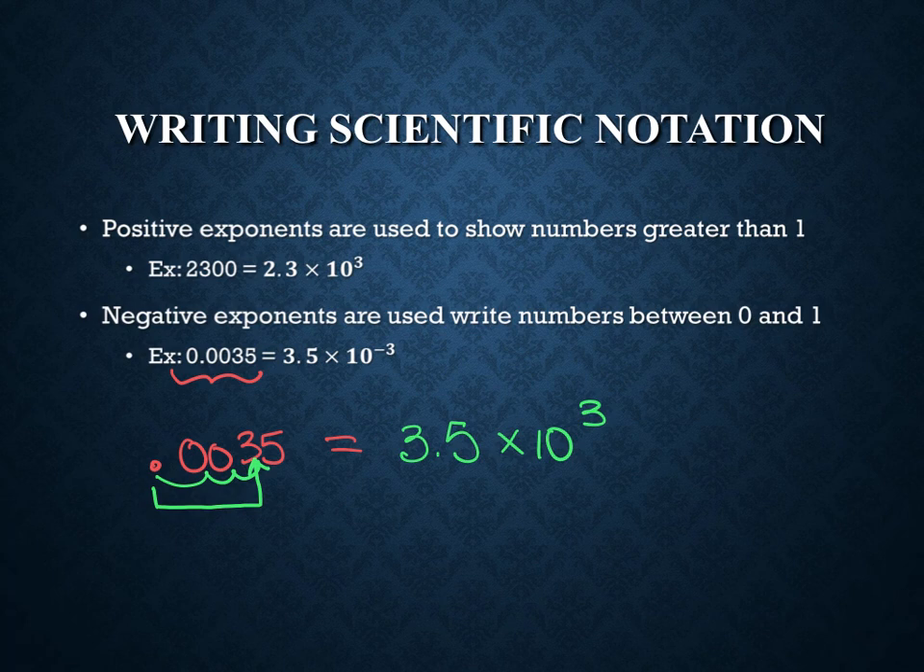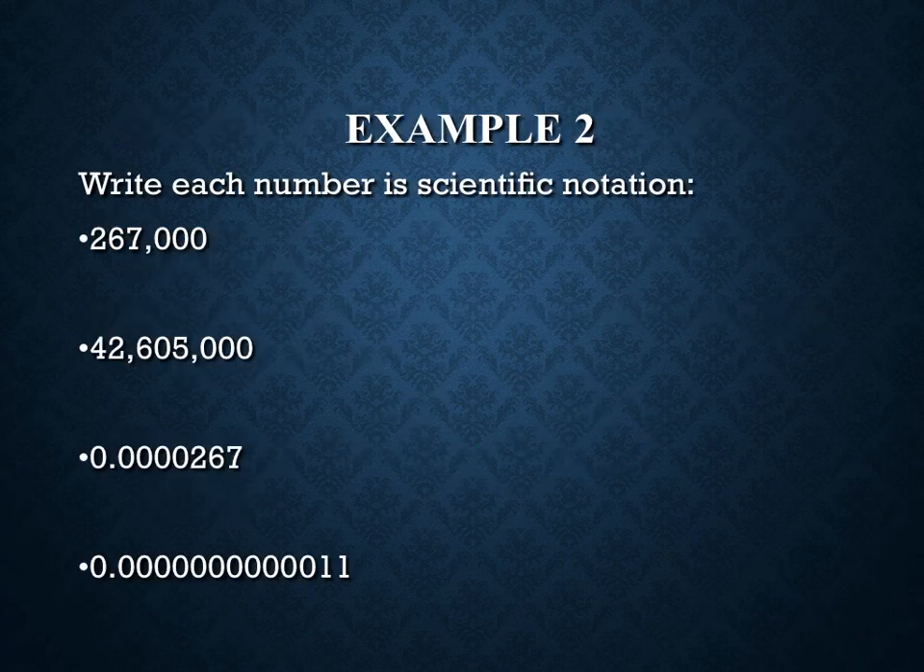But because my original number was 0.0035, this is a number in between 0 and 1, so that tells me that my exponent has to be negative. So this right here would be my final answer. Let's go ahead and take a look at example 2, because this is going to give us more practice with doing this.